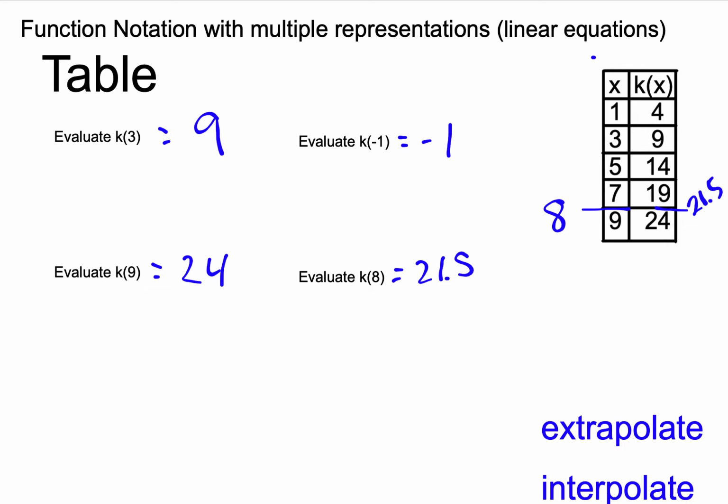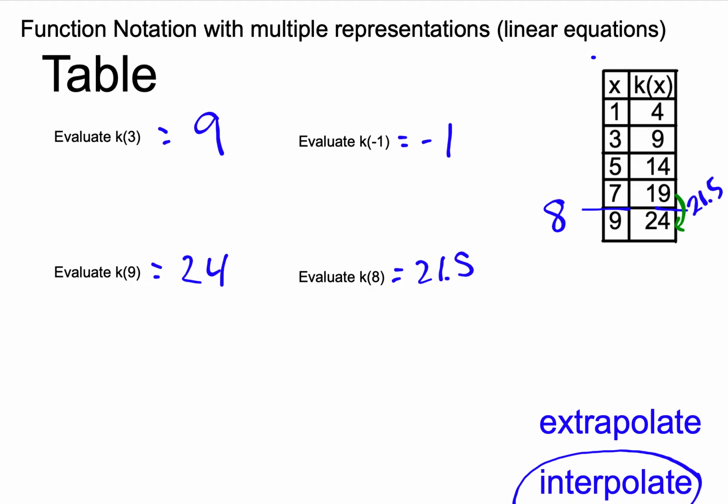You can do it more easily in your head by thinking about things in terms of slope. To go from 19 to 24 is increasing 5. Well, I only want to go half that far. 5 divided by 2 is 2.5. 19 plus 2.5 is 21.5. Anyway, this is called interpolation. We are interpolating by finding a point between. Inter means between, so it's a point between.